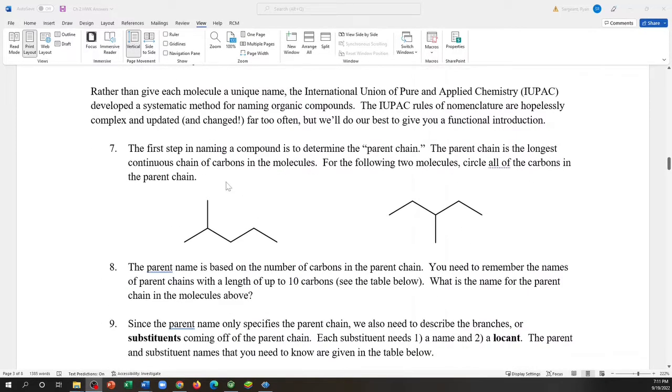So let's come up with how we determine the systematic name. The first step is to determine the parent chain. And I'm going to use the grammar helps all I can.